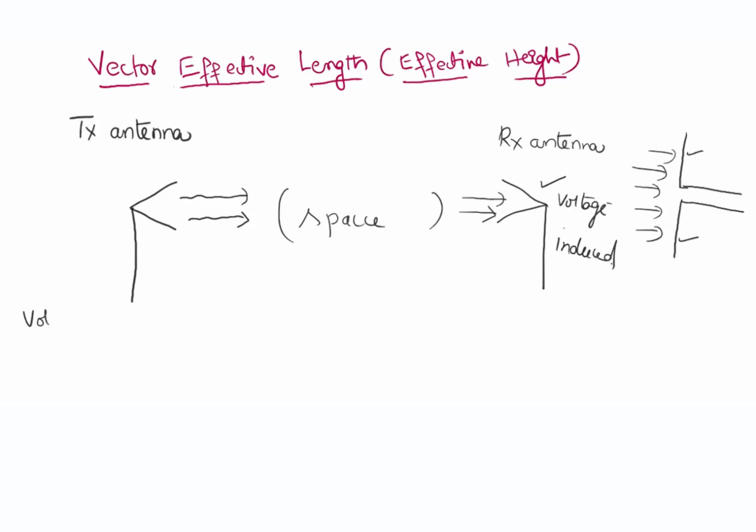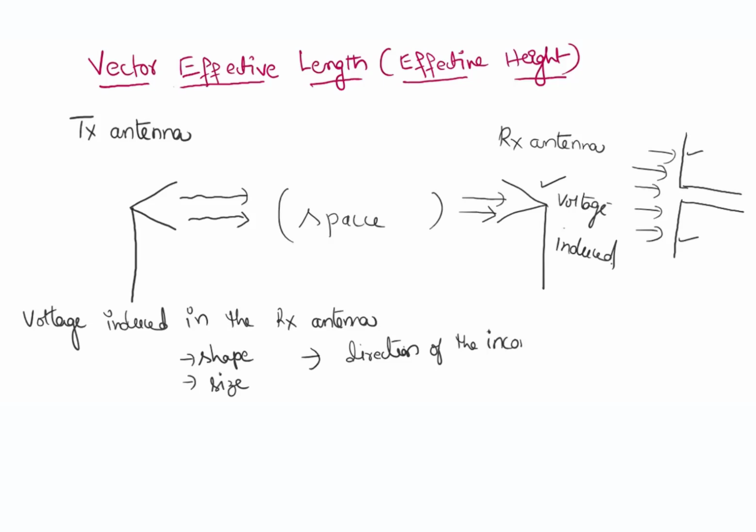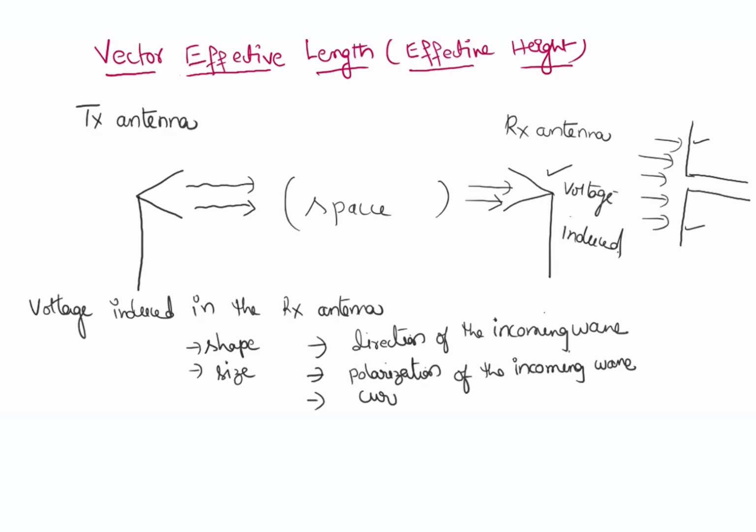Actually, the voltage induced in the receiving antenna depends on many things: shape of the antenna, size of the antenna, direction of the incoming wave, polarization of the incoming wave, and current distribution on the antenna. So the voltage induced in the receiving antenna depends on all these 5 factors. But all these 5 factors are included in the vector effective length or effective height of the antenna. That is the reason I said that the voltage induced in the receiving antenna depends on the length of the antenna, called the vector effective length or effective height.